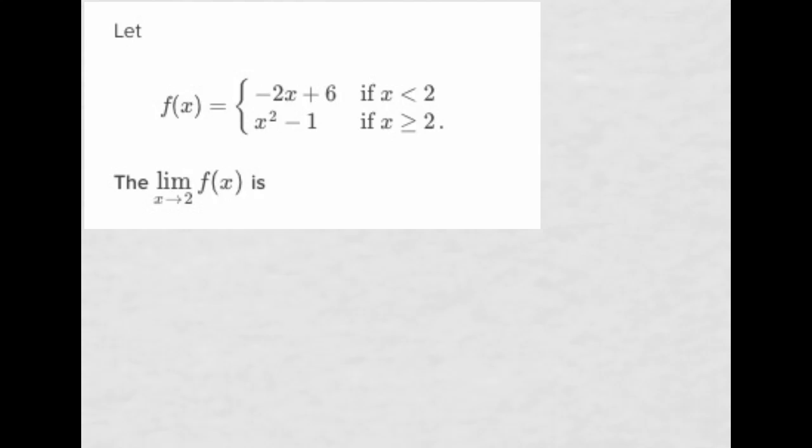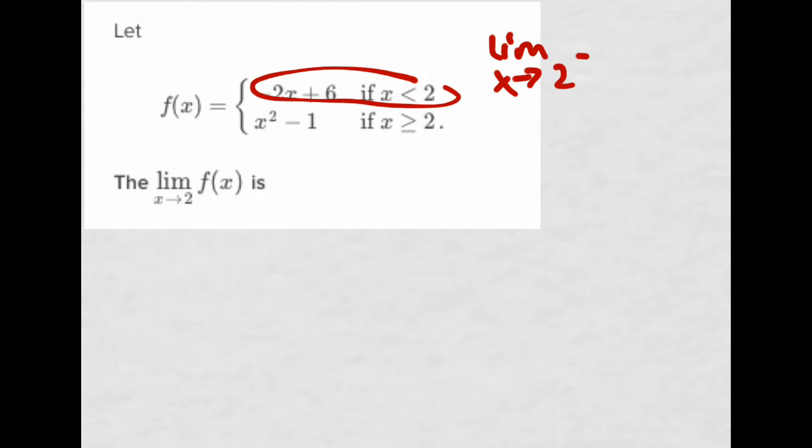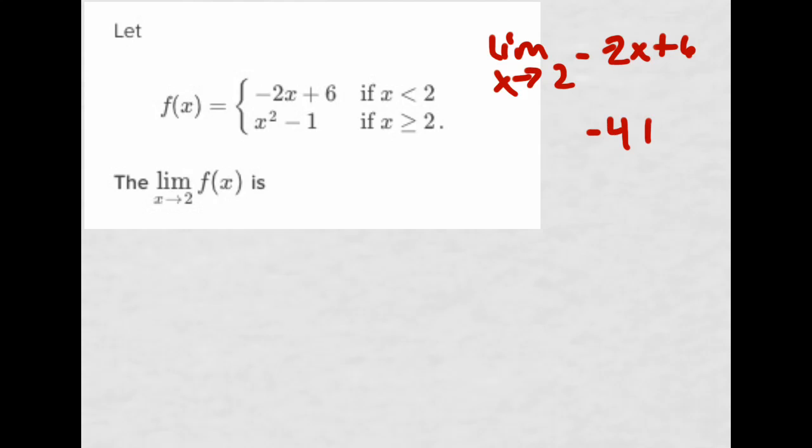It's a two-sided limit. So if we're approaching from the left, limit as x approaches 2 from the left, that means we're plugging in values that are getting closer and closer to 2, but they're slightly smaller than 2. So we're going to use this piece, because that's what the domain says. So we're going to say the limit of negative 2x plus 6. What is that? Well, we can do direct substitution. That makes it negative 4 plus 6, which is 2.